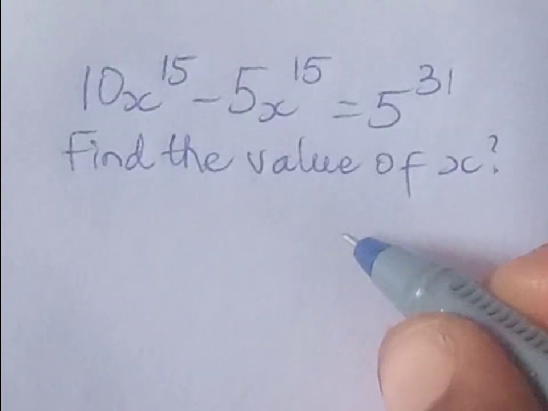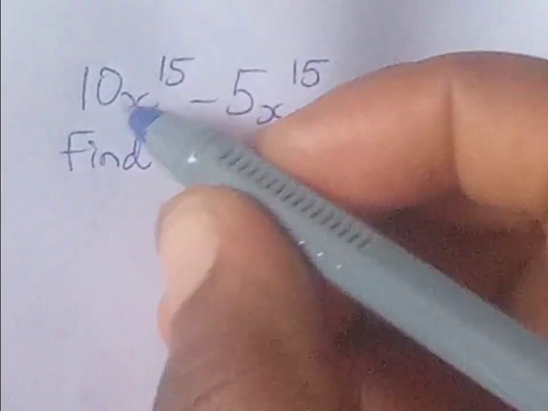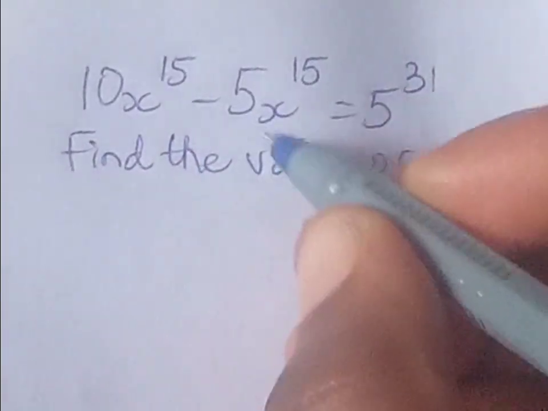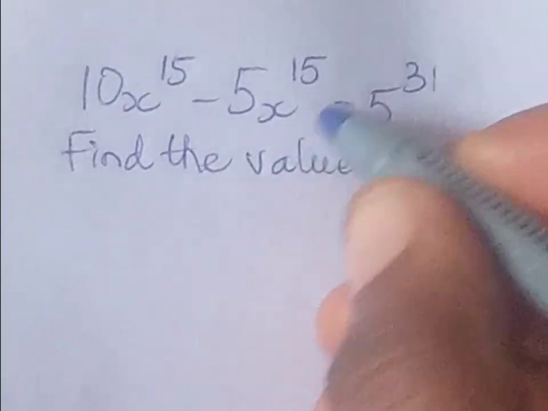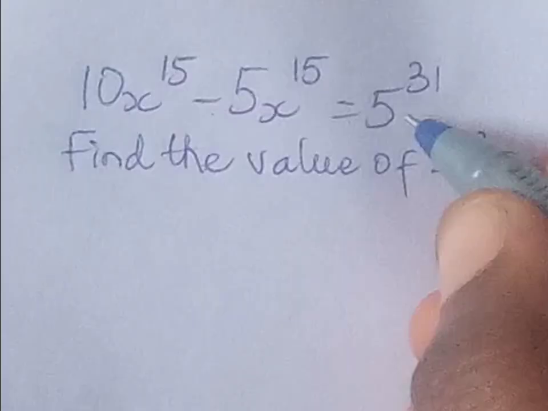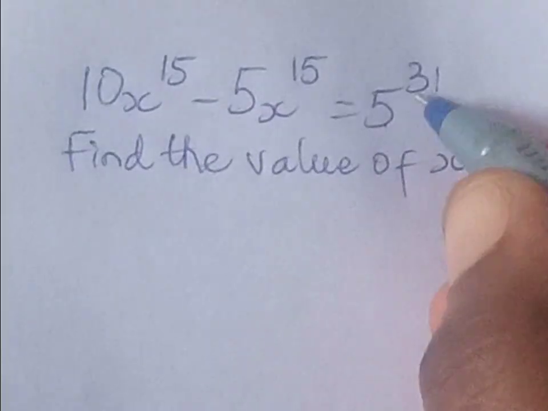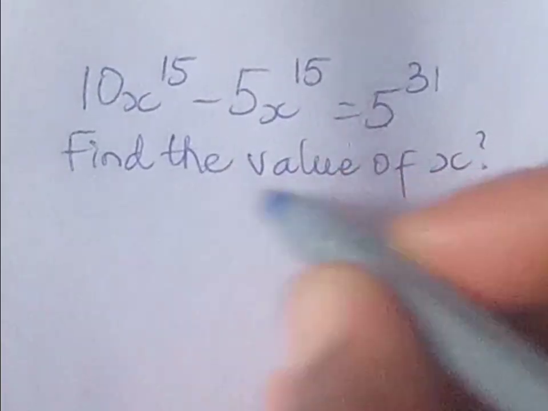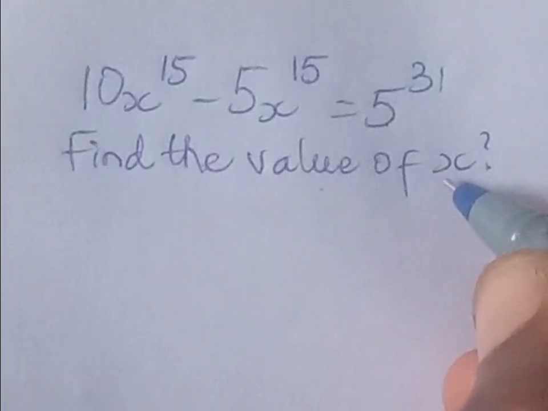Hello everyone. Today's question is 10x raised to the power of 15 minus 5x raised to the power of 15 equals 5 raised to the power of 31. And the task before us is to find the value of x.